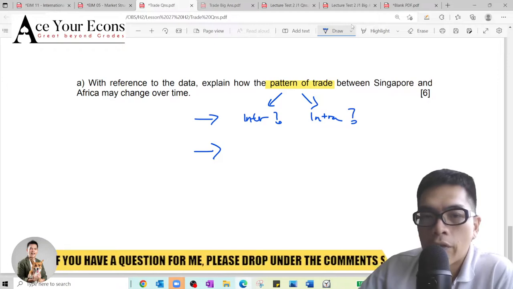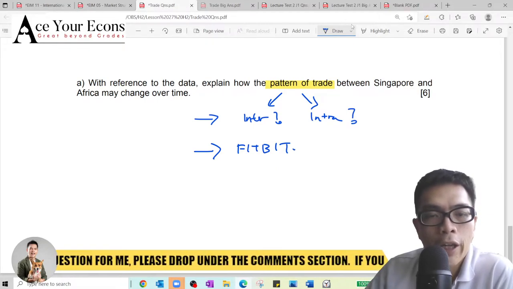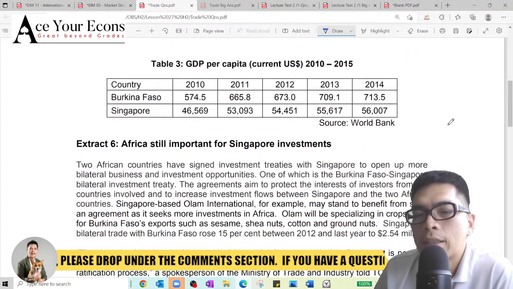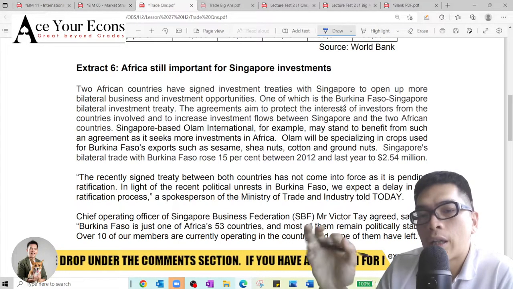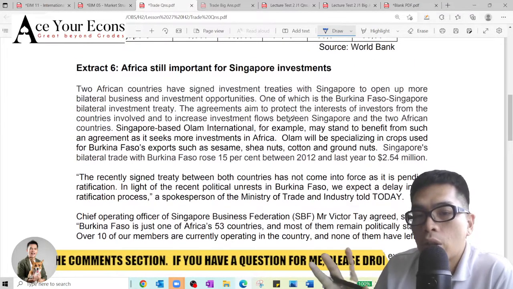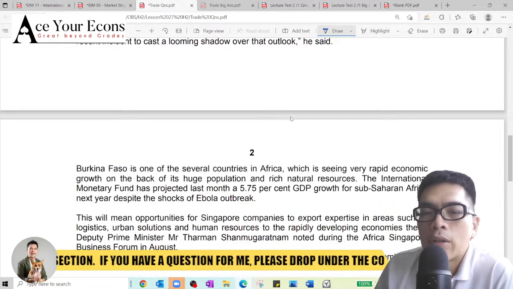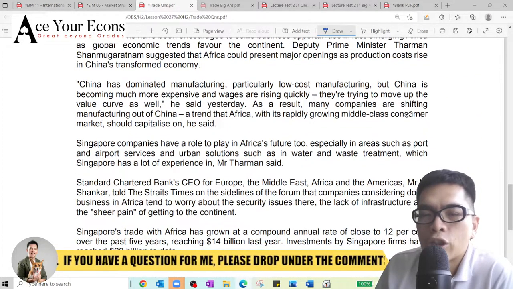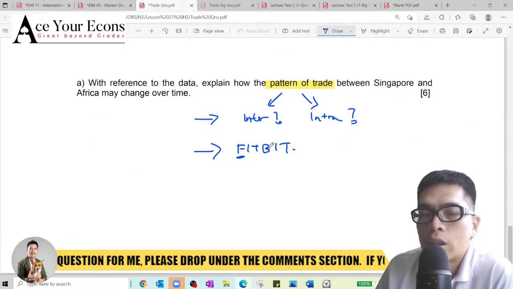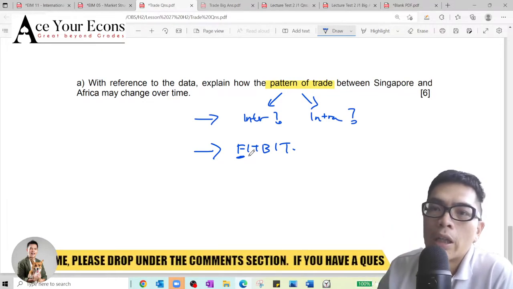Next, based on what you have deciphered under inter or intra, let's say you're looking at inter-industry, whether FEDBIT can be used here. I want you all to focus especially on the alphabet F, not necessarily factor endowment. You all want to be concerned about whether there is any particular mention of how Singapore or Africa develop their comparative advantage, or any mention that they have a particular strength in a particular production. You can infer that there's a comparative advantage, and your comparative advantage in a particular production will affect your composition.